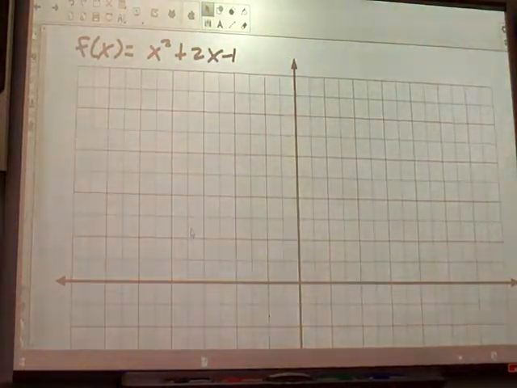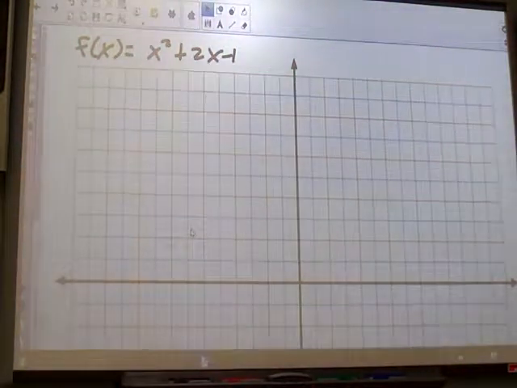Good point. So if there's no number there, what's an understood? You guys see.